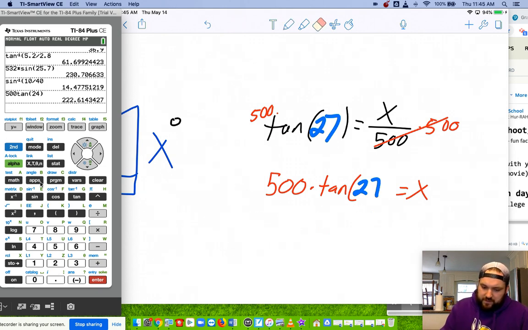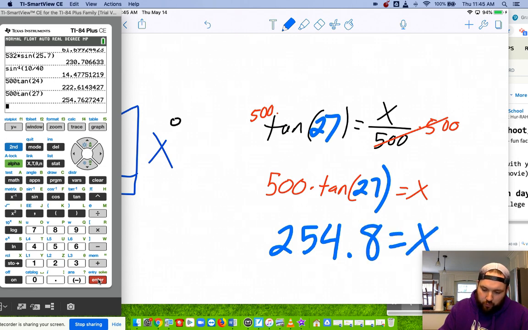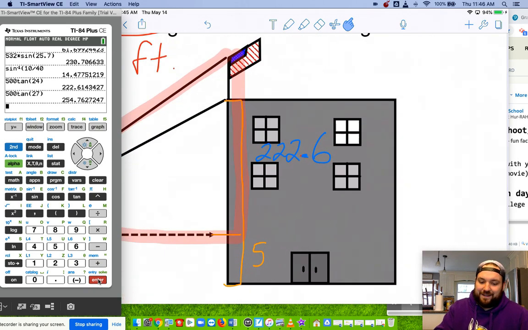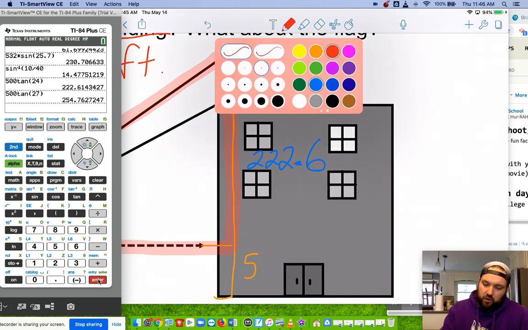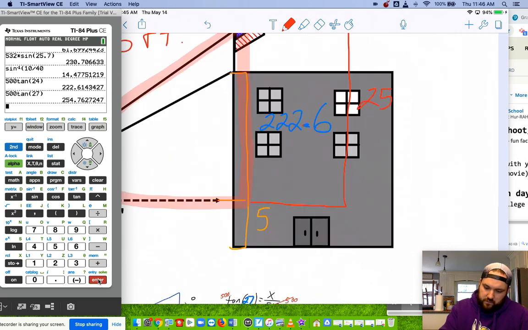So if I type this exact same thing in, 500 times the tangent of 27, that's 254.76, which would be 254.8. So what that means now is 254.8 is the distance all the way to the top of the flag to there. So this is 254.8.